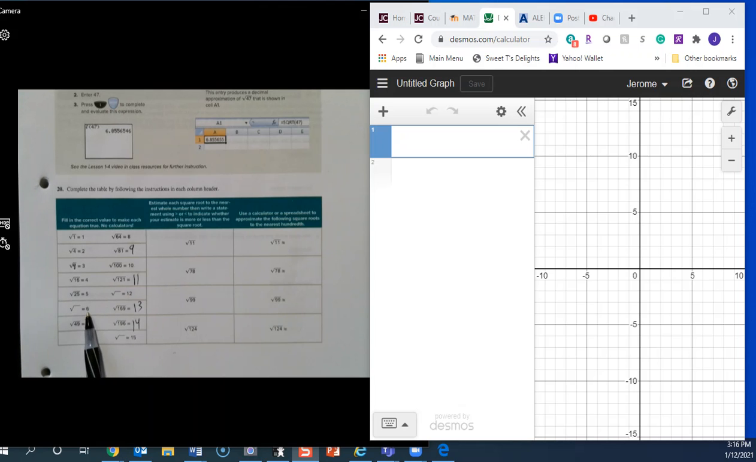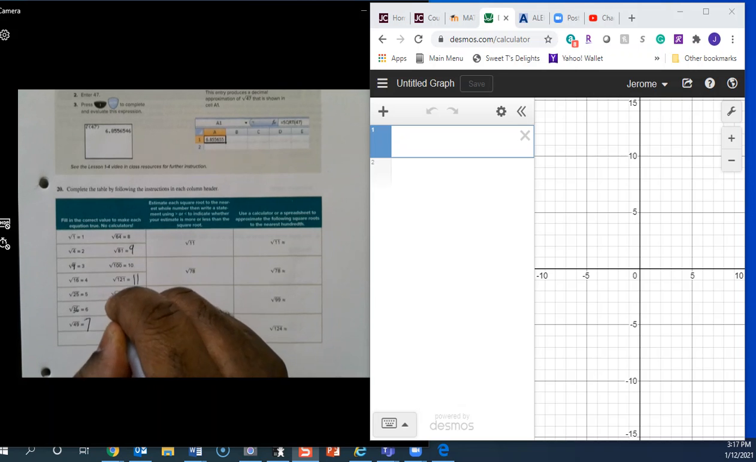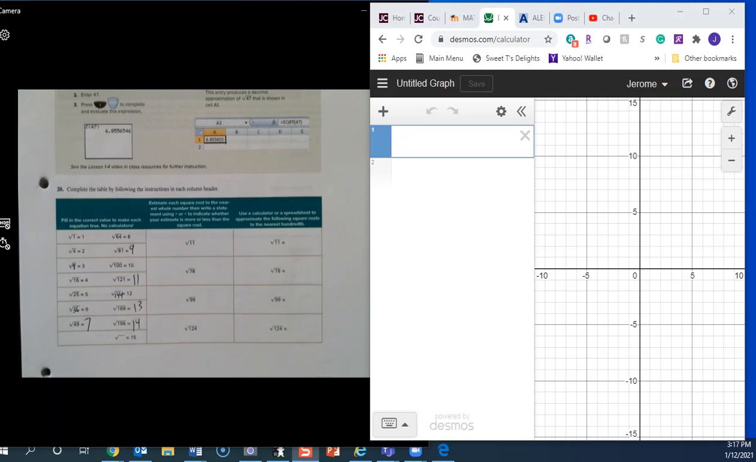Here, 6. You got to think about it. 6 times 6 is 36. So the square root of 36 is 6. Then we come here, 12 times 12 is 144. And then the square root of 144 is actually 12. And then 15 times 15 is 225. So the square root of 225 is 15.